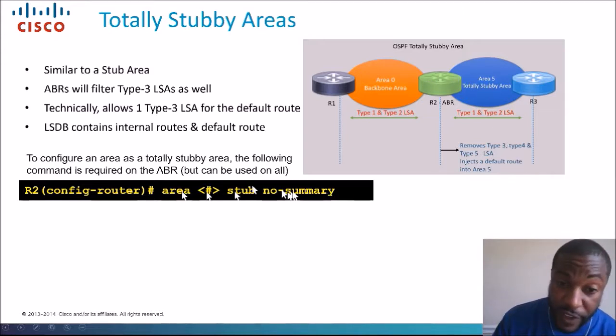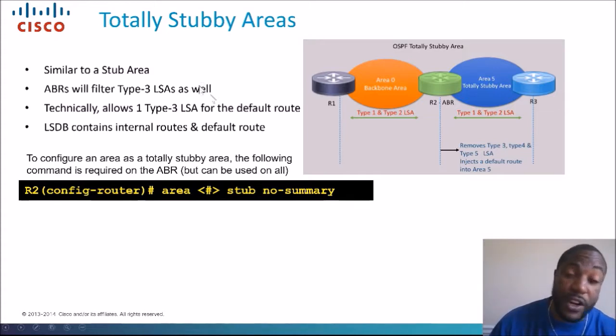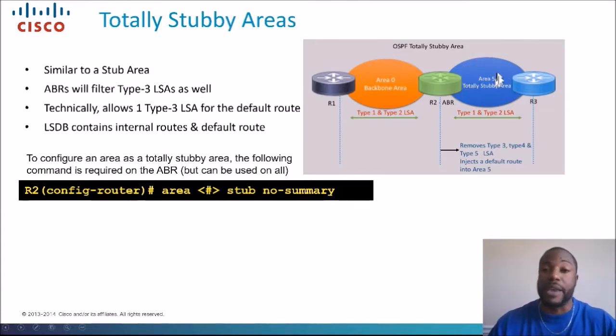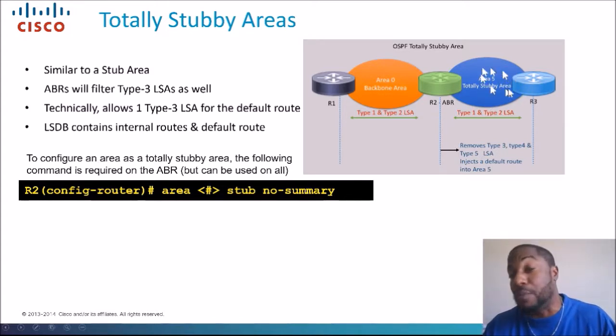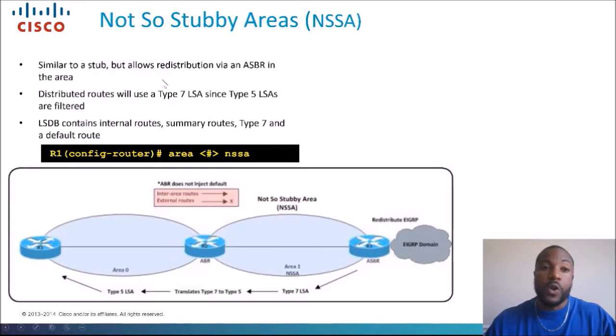This is how you configure a totally stubby area. You do area number, and then stub, and then you just add the no summary keyword to it. That, again, has to be done on all routers in the area if you're going to make it a totally stubby area. Or not all routers, but all interfaces in that area. That's more specific.